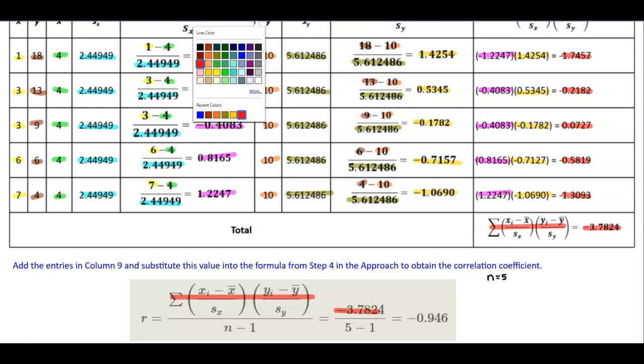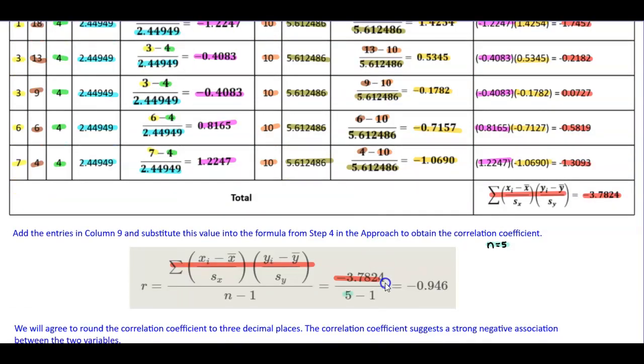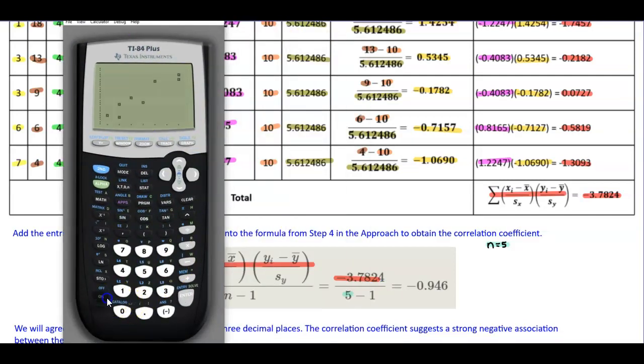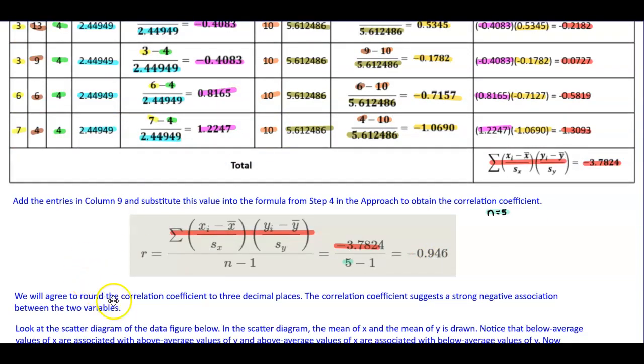So that means we're going to take n is equal to 5, and then minus 1. So if we take this negative 3.7824, we're going to divide that by 5 minus 1, which is 4, which gives us, rounding this to 3 decimal places, negative 0.946. So we will agree to round the correlation coefficient to 3 decimal places, and the correlation coefficient suggests a strong negative association between the two variables.